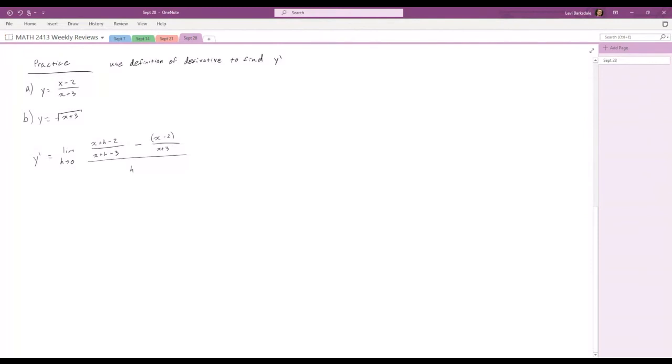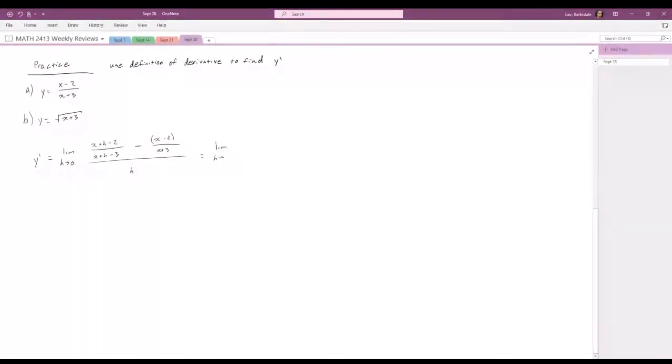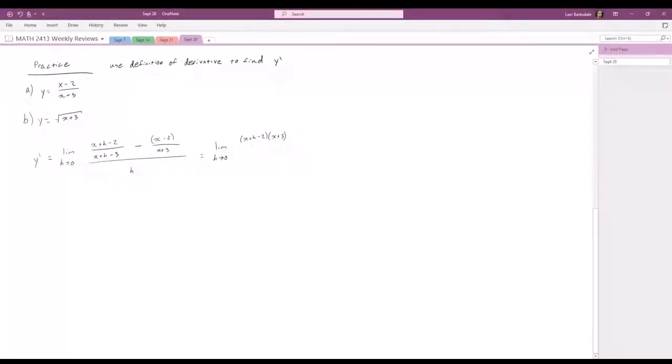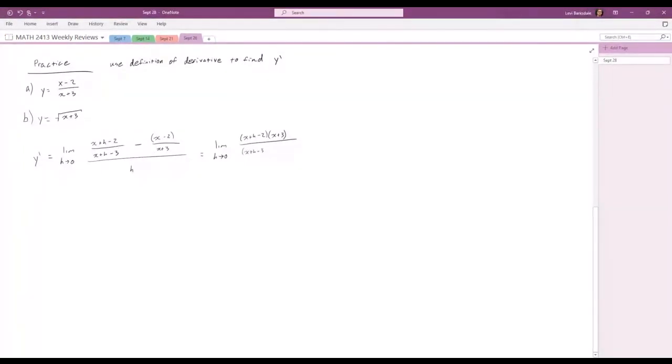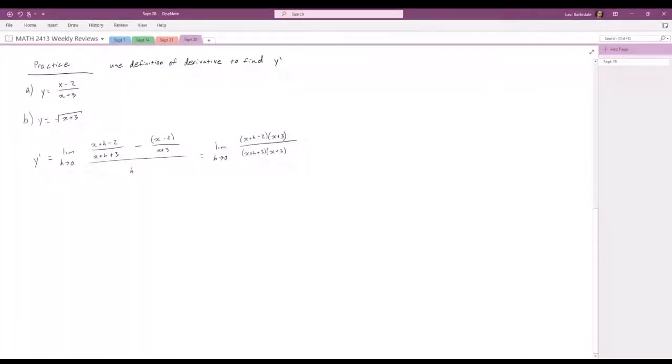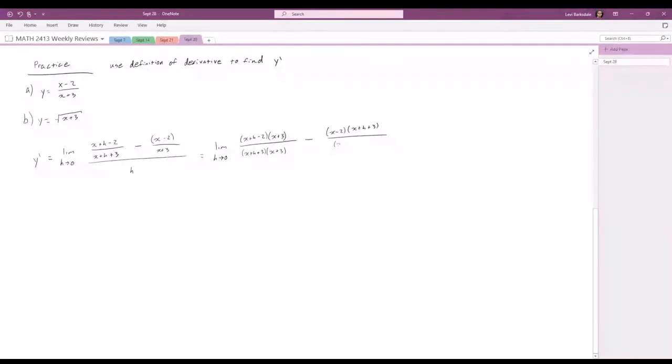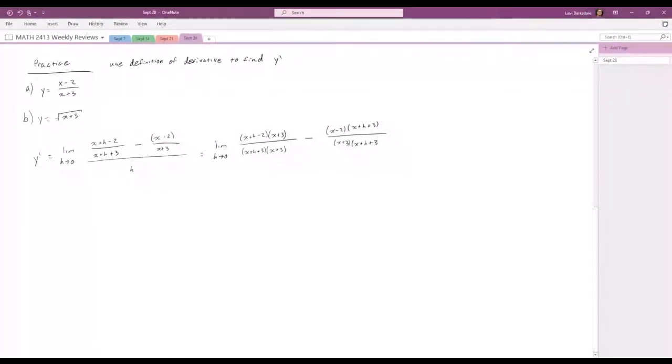Well, the first thing we want to do is combine our fractions on top. And the best way to do that, unfortunately, is multiply by the denominator of the other. So this would be x plus h minus 2 times x plus 3 over x plus h plus 3, shouldn't it? Yep, plus 3 times x plus 3 minus x minus 2 times x plus h plus 3 all over x plus 3 times x plus h plus 3. All of this is all over h. Cool. And now it's just time to do some fun distributing.